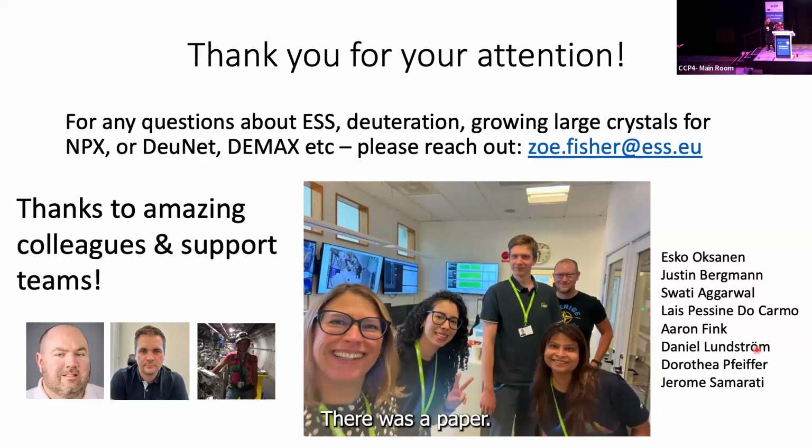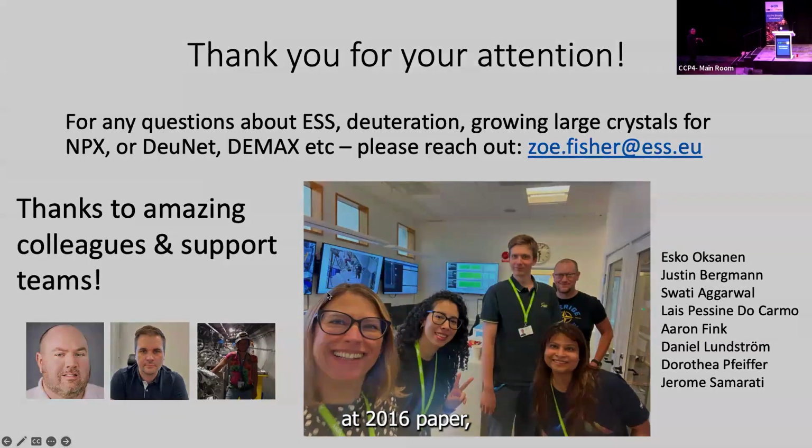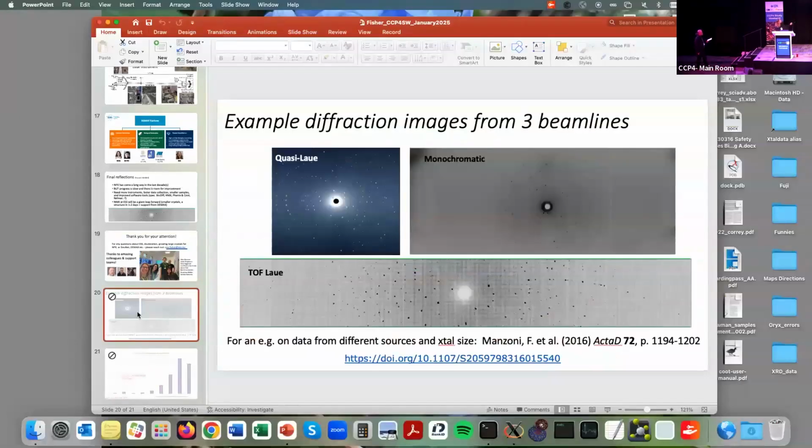There is a paper, if I have the reference for it, a 2016 paper we published on exactly this, where there are really nice details. On this slide at the bottom, Manzoni et al., Acta D from 2016. In there is a beautiful description of feeding versus macro seeding, and that is the example we use, not just for galectin, but for other projects as well. So if you're keen on feeding your crystals, this is a good guide on how to go about it.